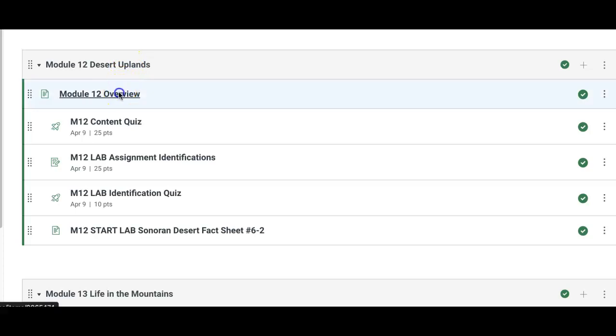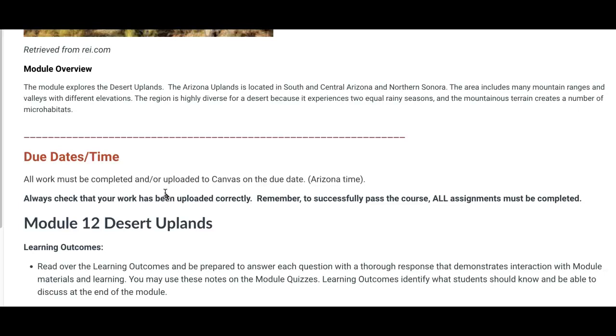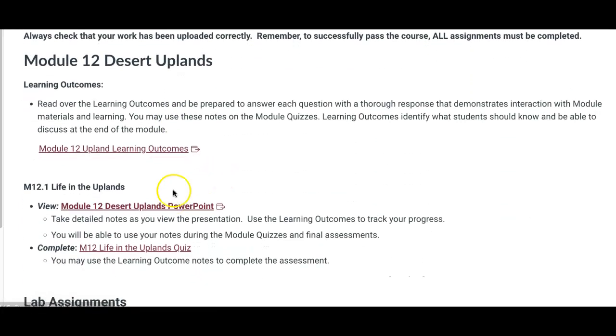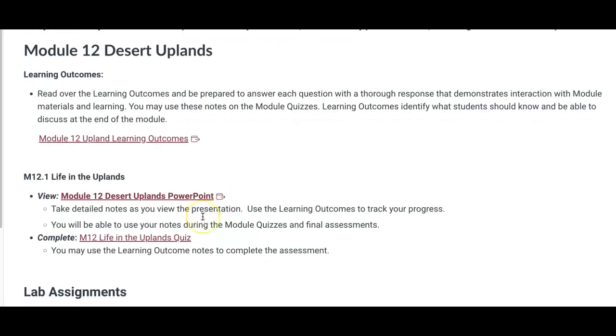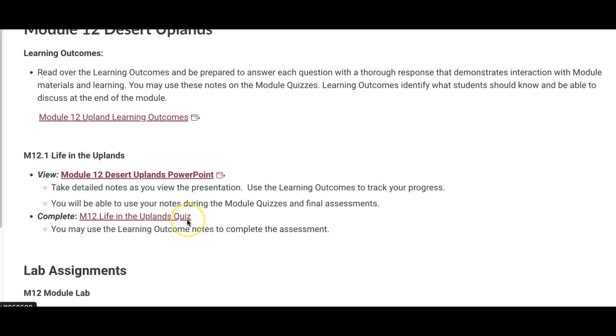So let's go ahead and dive into the overview for Module 12. Here we're going to see the due dates and the times. We're going to see the learning outcomes. You also have access to the Desert Uplands PowerPoint, and then you'll have to complete the Life in the Uplands quiz, which is linked here.